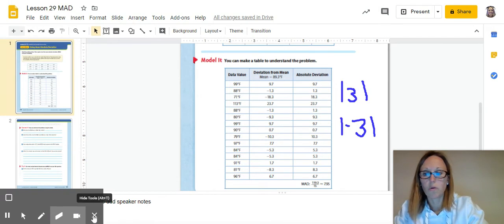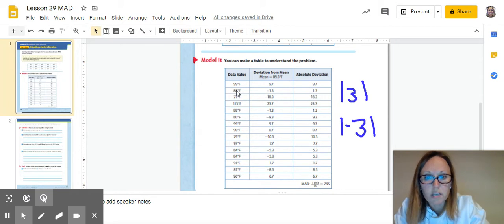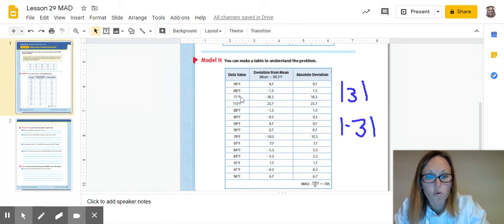What I wanted to point out is they went ahead and subtracted everything for you. 89 and 3/10 minus 88 gives you negative 1 and 3/10, but the absolute deviation is 1 and 3/10. So once you get all of the absolute deviations for all of the temperatures, you add all of them up and you would get 119 and 3/10, and then you divide that by 15 and you get 7 and 95 hundredths. That is your mean absolute deviation, or your MAD.